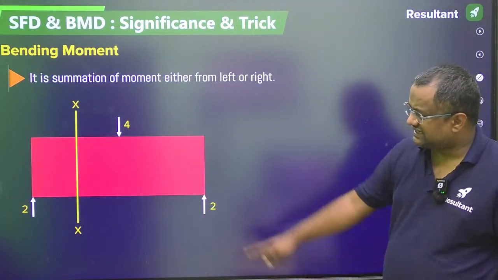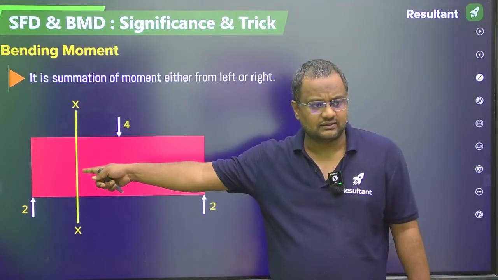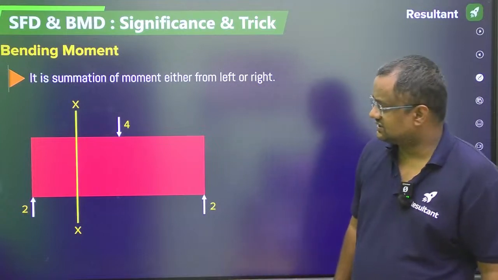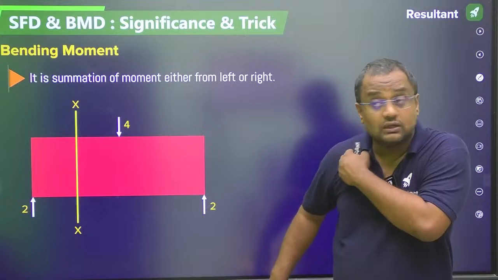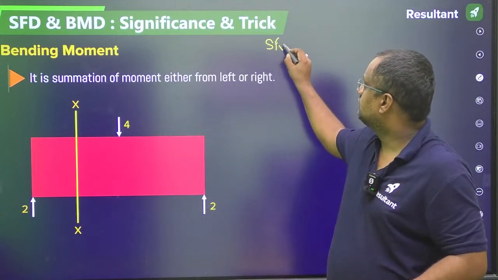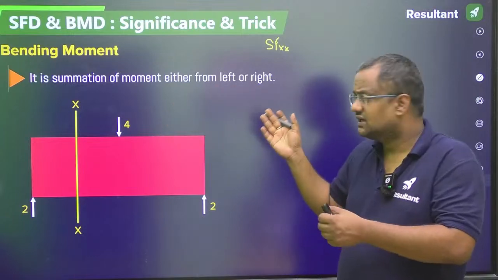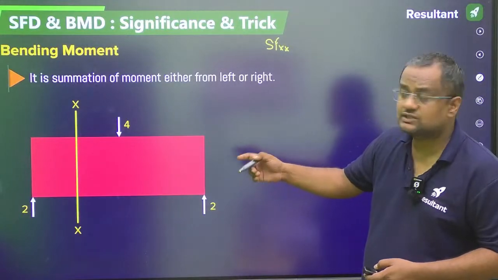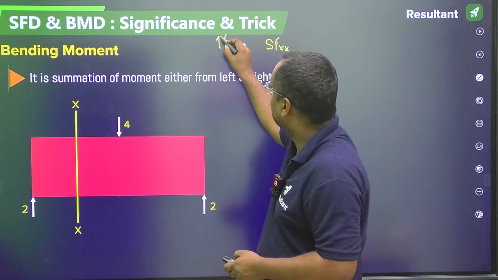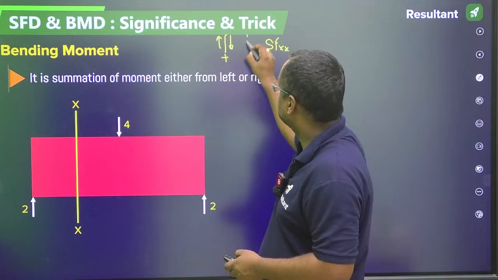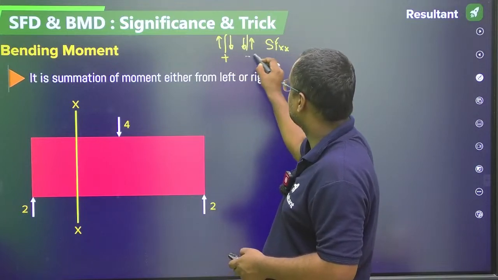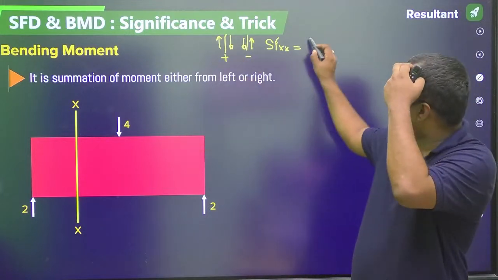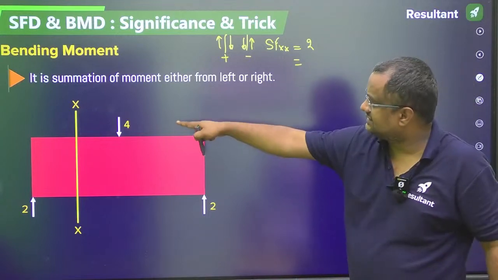Now if I cut a section here, guys, what will be the shear force at XX? Shear force is summation of force either to the left or to the right. Let me see from the left. So left, what is the sign convention? Left upward is positive. So shear force at XX from the left hand side is upward 2, so this is 2. Or from the right hand side also, right hand side downward is plus.